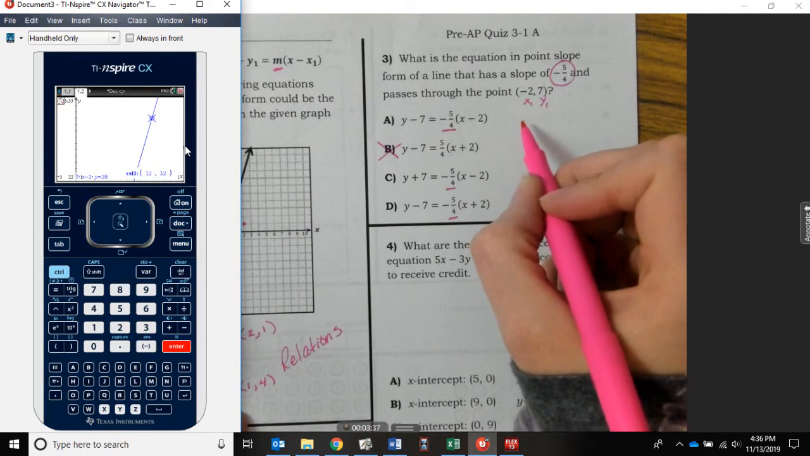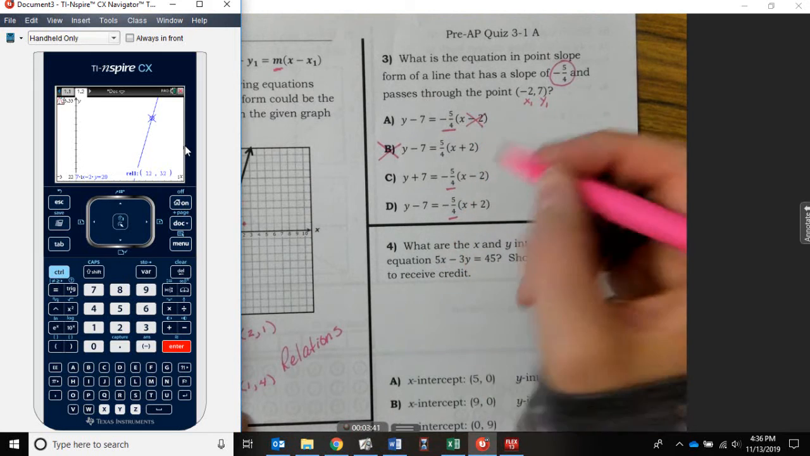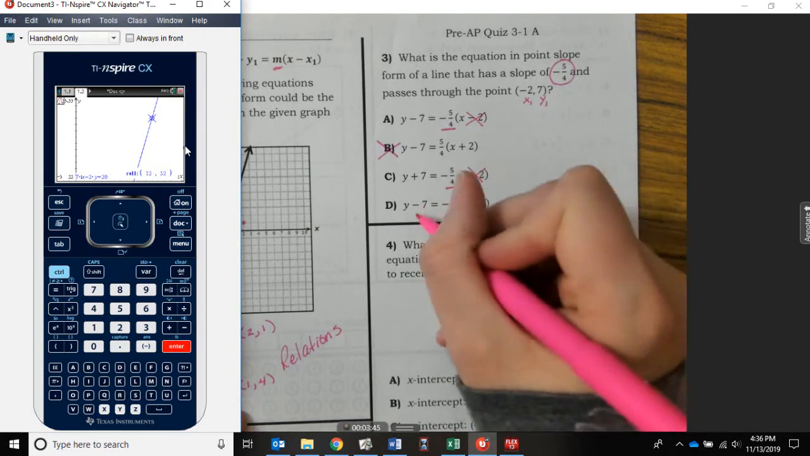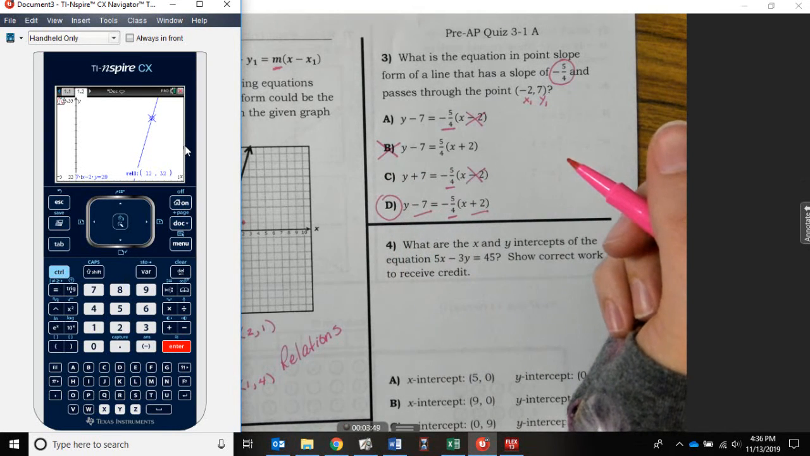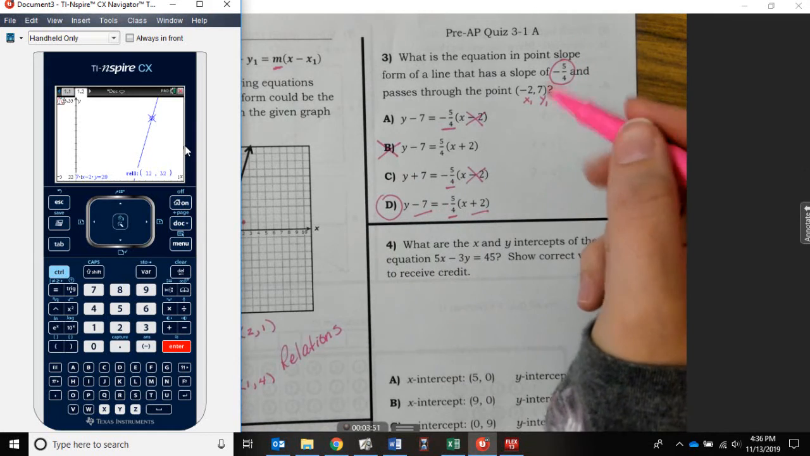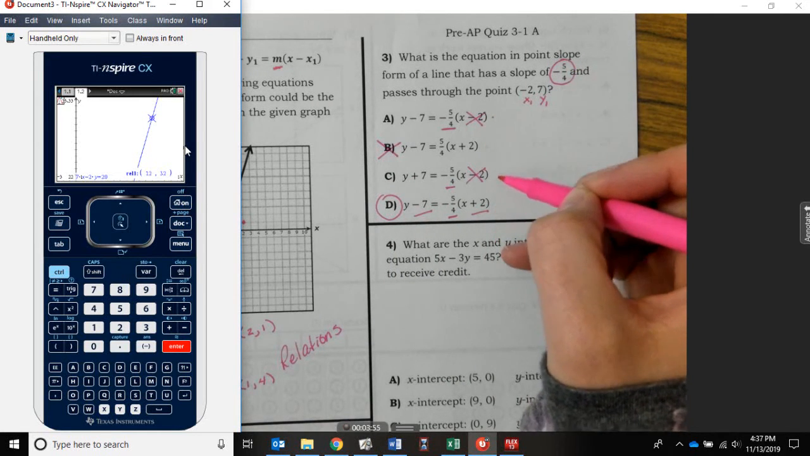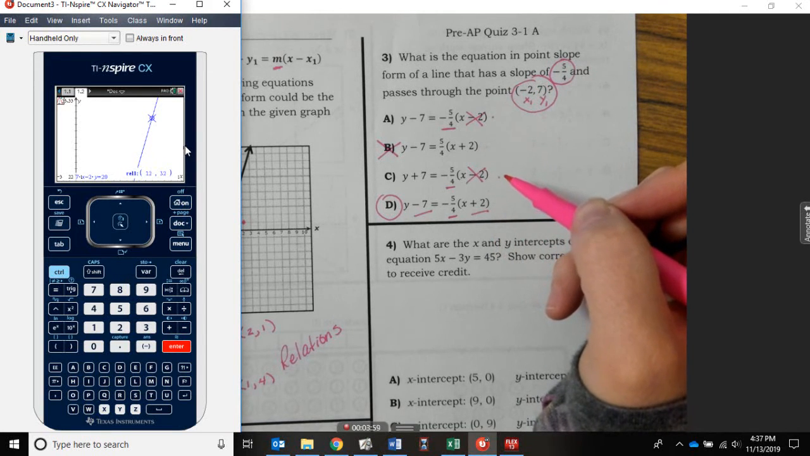So this should become a positive 2 inside, so that would be out, and that would be out. And a positive 2 and then a negative 7. So D was your answer. Now, I am also going to tell you that if you can figure out the slope as the negative 5/4, you can type all of these into the calculator and see which one goes through this point, just like we did on number 2.